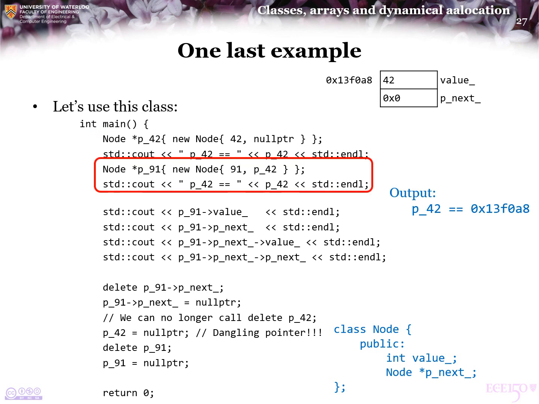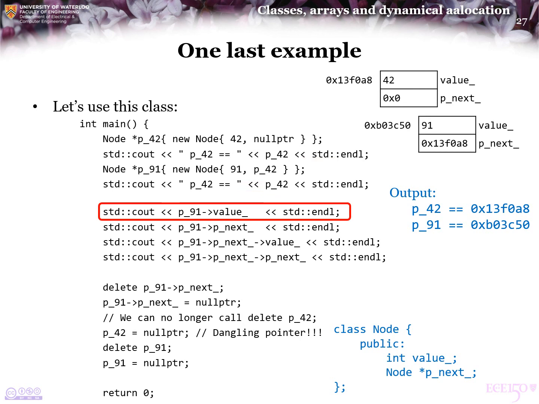Next, we call for a new node that will request enough memory for a node, and the two entries will be initialized now with 91 and the address of P42. So this is the object that is created, and it happens to have been created at address B0-3C50, and that is the value that is printed to the screen.